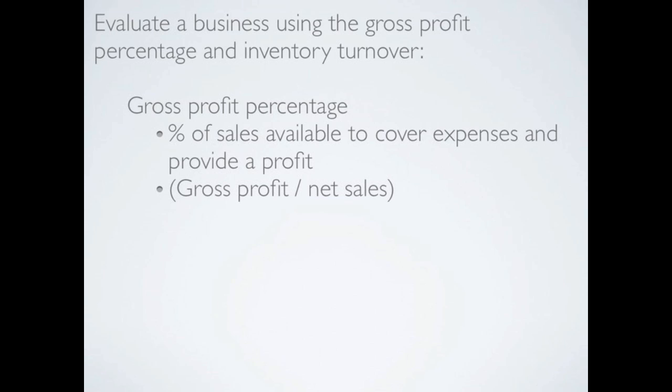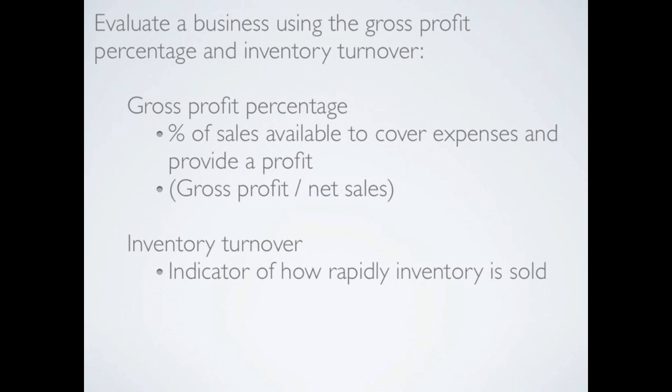The way we calculate the gross profit percentage is taking our gross profit, which you found in the multi-step income statement, and divide that by our net sales. That will give me my gross profit percentage. The second method to evaluate a business that we're going to look at is inventory turnover. Inventory turnover will tell someone how rapidly this company is selling their inventory. A higher inventory turnover is more desirable, and the higher the inventory turnover, that typically means there's increased profits.